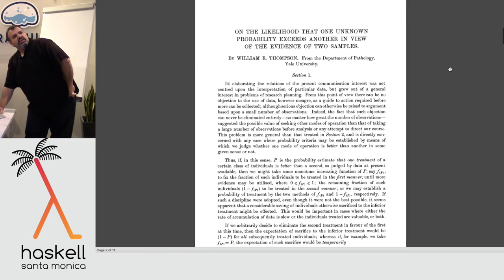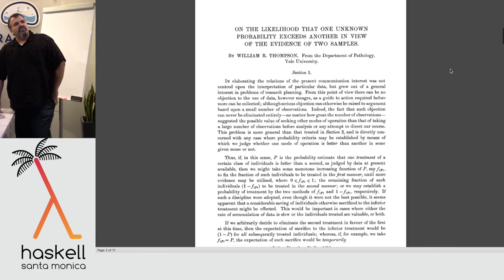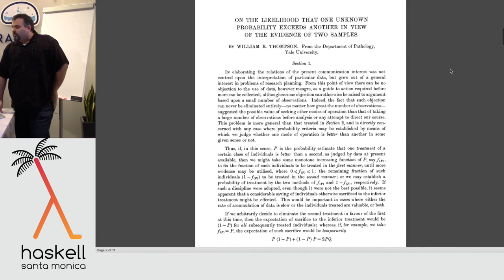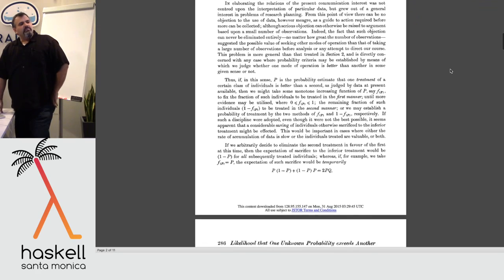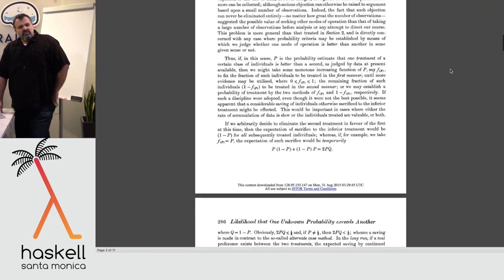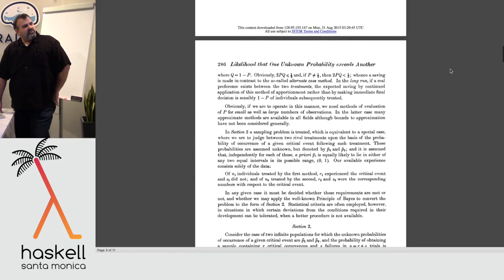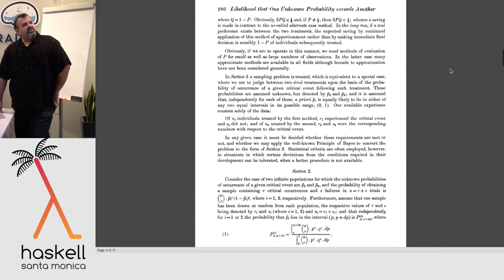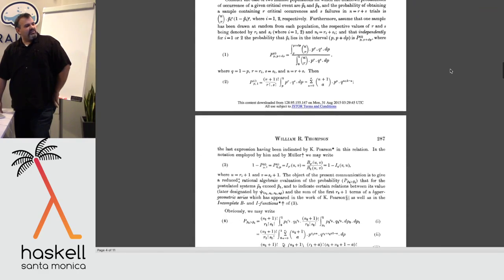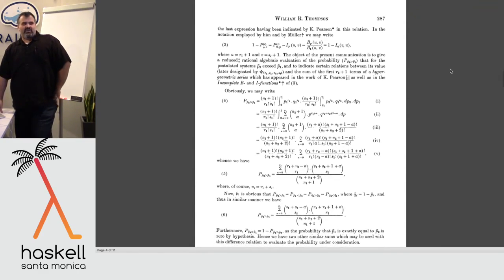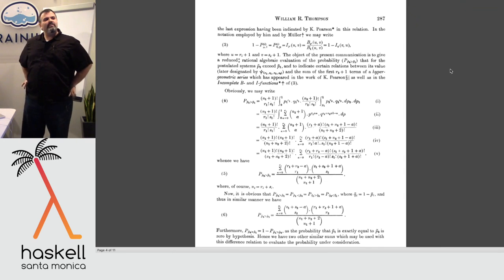Department of Pathology. So this is not a medical doctor, but someone who I think works a lot with medical doctors. I'm not quite sure what Dr. Thompson's credentials were, PhD or MD. But either way, he's fairly good at math. He's so good at math that "obviously" is one of his favorite words. So let's take a look at this. Obviously, we may write. Okay, Dr. Thompson, thank you.